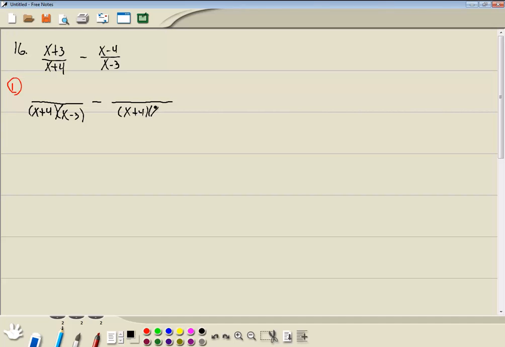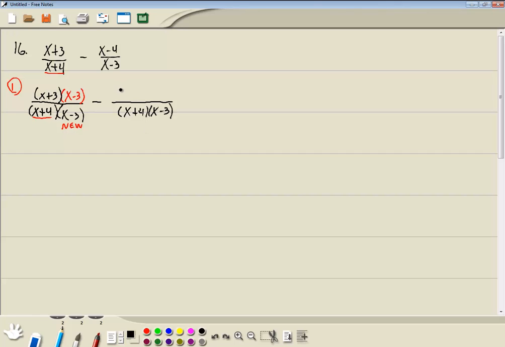Now we're going to rewrite each fraction with that new denominator. Now let's look at our first fraction. We had an x plus 4, the x plus 4 is still there. The new item down below is the x minus 3. Whatever new item you put down below, you have to put up on top. The mathematical principle behind that is whatever you multiply by the denominator, you have to multiply by the numerator.